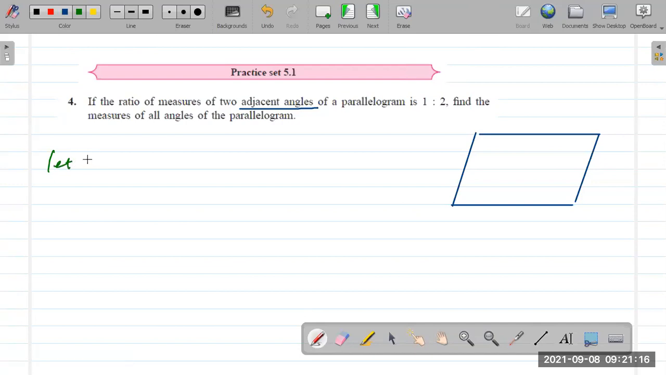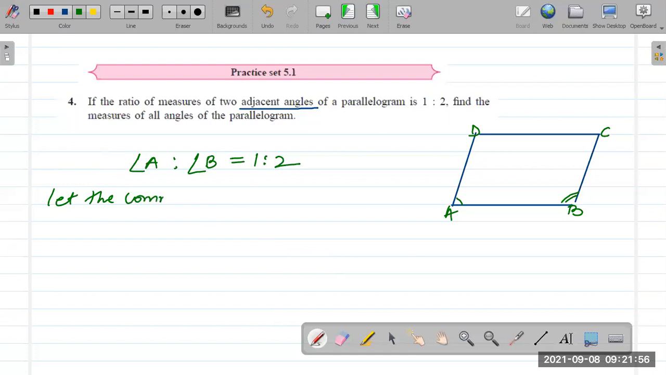Okay, so we start with saying let us name the parallelogram. Let's say that's ABCD. Okay, and two adjacent angles, so maybe we can use angle A and angle B. So let angle A, we are given two adjacent angles. So suppose angle A is to angle B is given to be 1:2. Okay, so we can start with setting the common multiple. Whenever we are given a ratio, we start with setting up the common multiple to x. So let the common multiple be x.